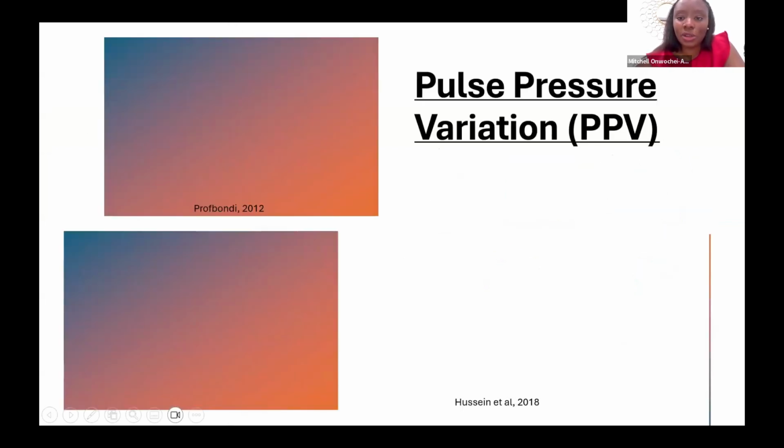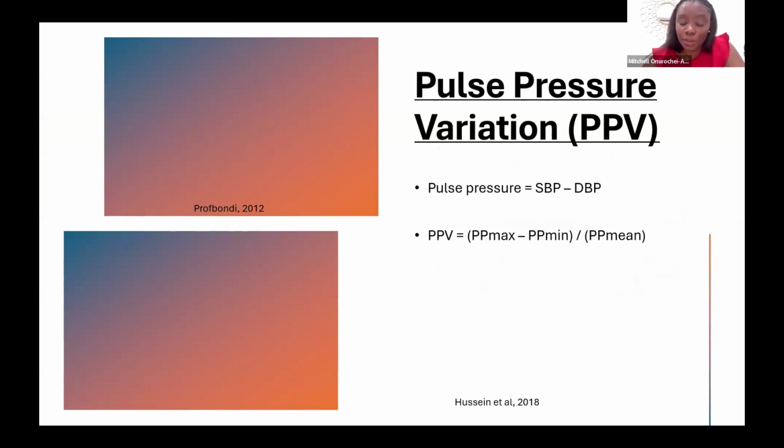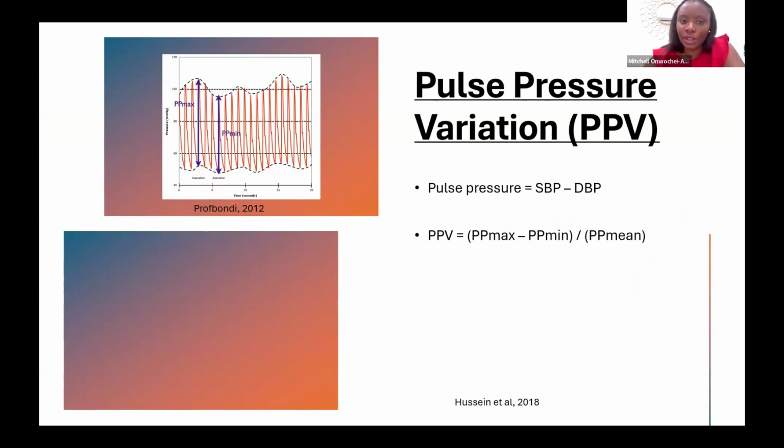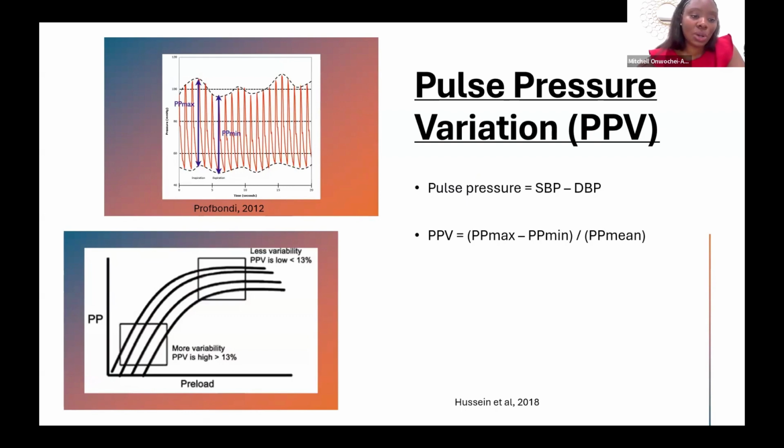So the next slide talks about pulse pressure variation. So what is pulse pressure? It's your systolic blood pressure minus your diastolic blood pressure. And your PPV, pulse pressure variation, is your maximum pulse pressure minus your minimum pulse pressure divided by your mean pulse pressure. And again, there's variability during inspiration and expiration because of the heart and lung dynamics.